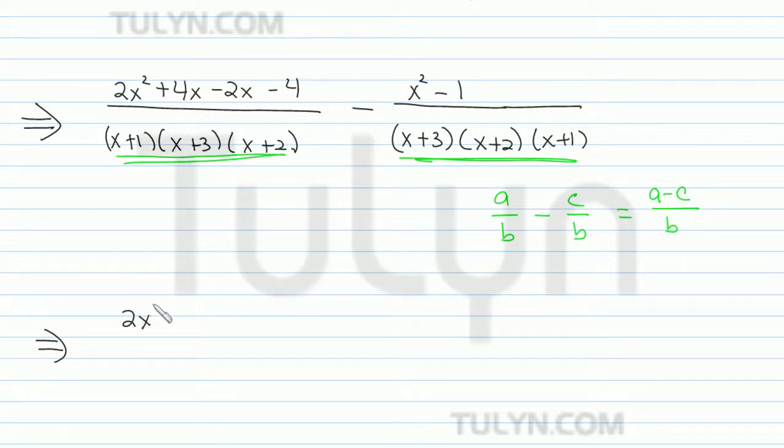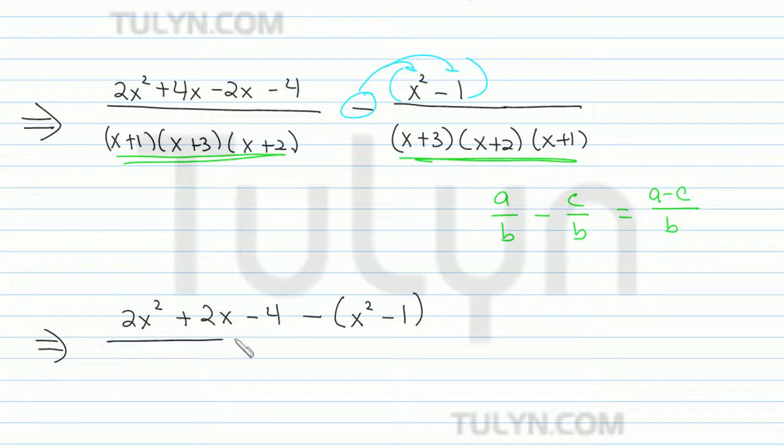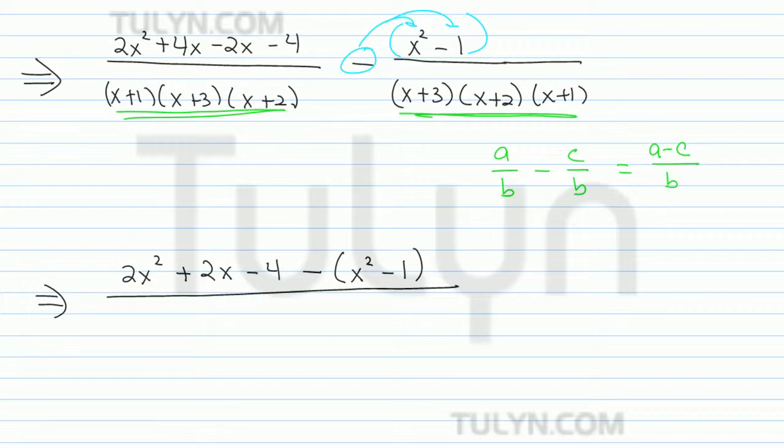So we got 2x squared plus 4x minus 2x becomes just 2x minus 4, then minus the quantity x squared minus 1. Remember, this negative sign is applied to the whole thing, right? We're going to have to distribute that negative in at some point, but for now let's just keep it under parentheses. Just be really careful about that negative. It goes into the whole thing, not just the first term. And then in the denominator, we just write our LCD, because that's our common denominator.